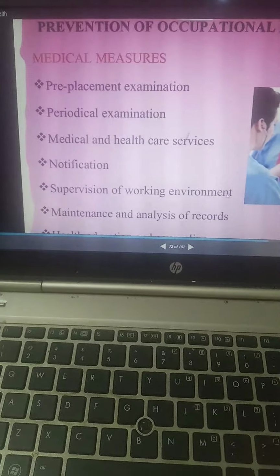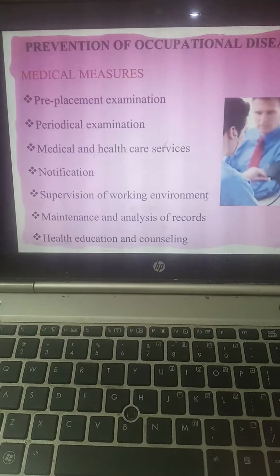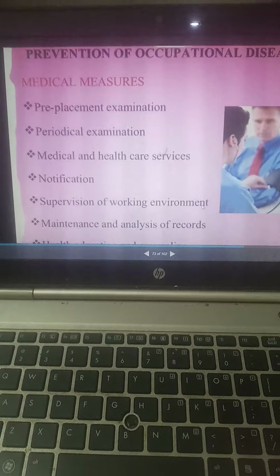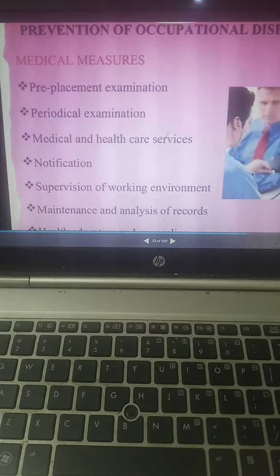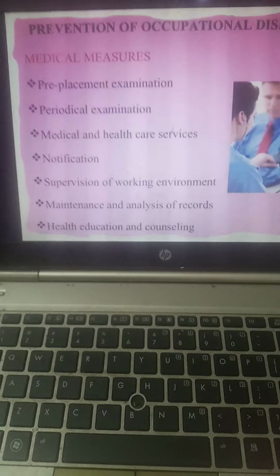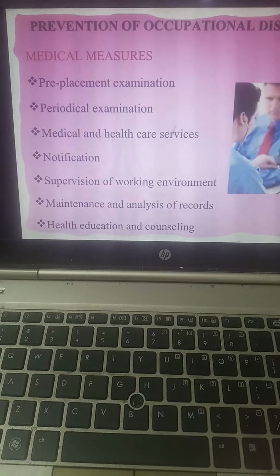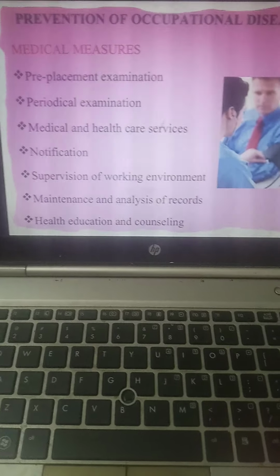The first sub group of the measures that we can take to prevent occupational diseases are medical measures. Now, in medical measures, the first and the foremost thing is pre-placement examination. Pre-placement examination is a very important component of ergonomics, in which we examine the employee before hiring him for a certain job, and we try to exclude any morbid condition that can be aggravated from working in that environment. So pre-placement examination is of paramount importance in prevention of occupational diseases.